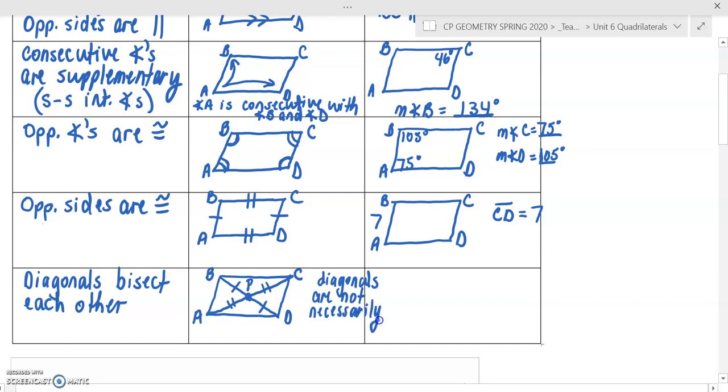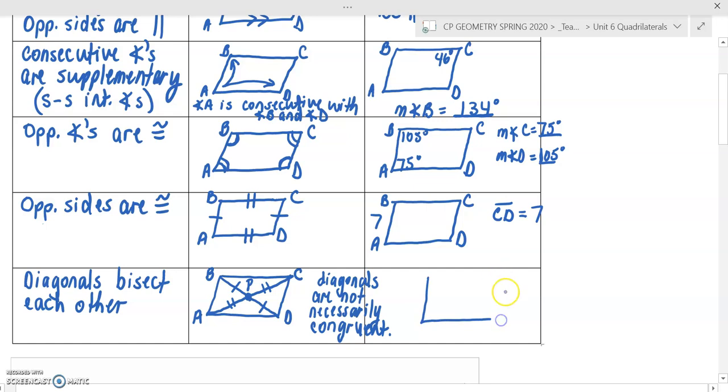Okay, and that's for a parallelogram. Now, we are going to get into special parallelograms where you will see that there are 1 or 2 types where the diagonals are congruent. But just in general, for a general parallelogram, diagonals are not necessarily congruent. Okay? All right. So let's take a look at an example.